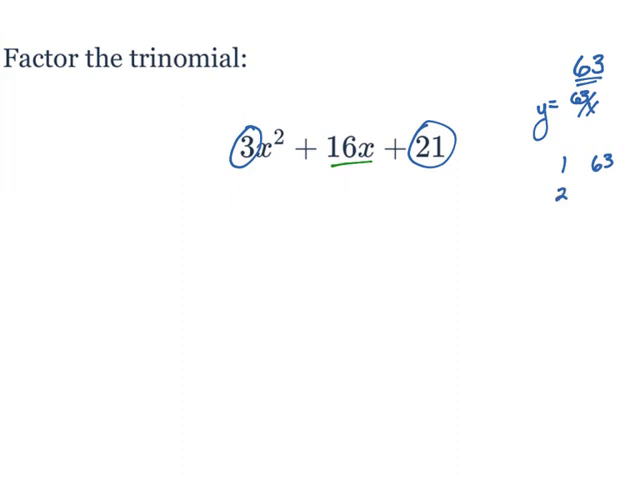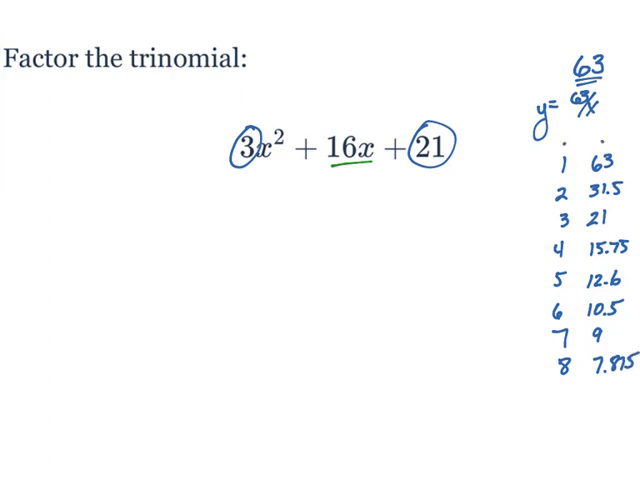2 and 31.5, 3 times 21, 4 times 15.75, 5 times 12.6, 6 times 10 and a half, 7 times 9, and 8 times 7.875.